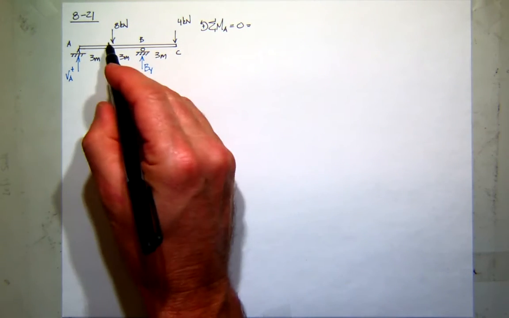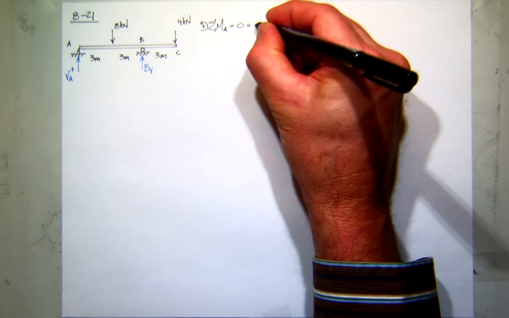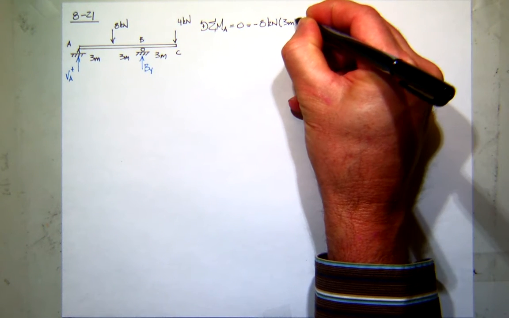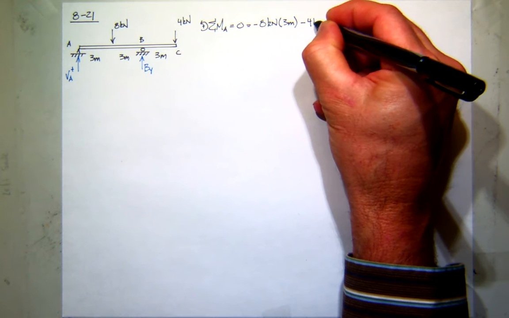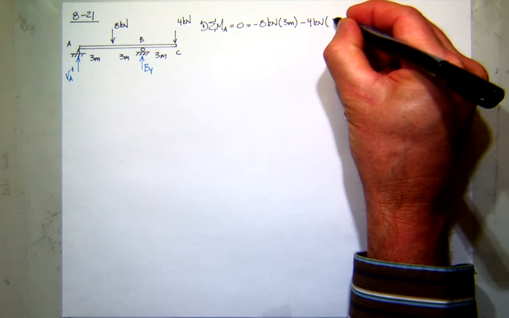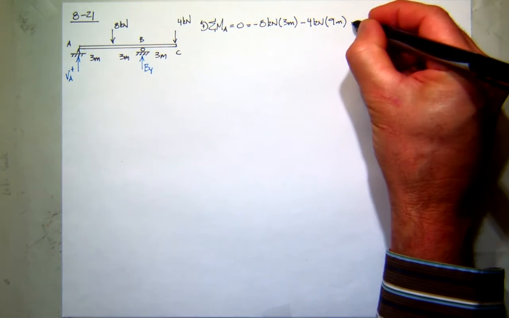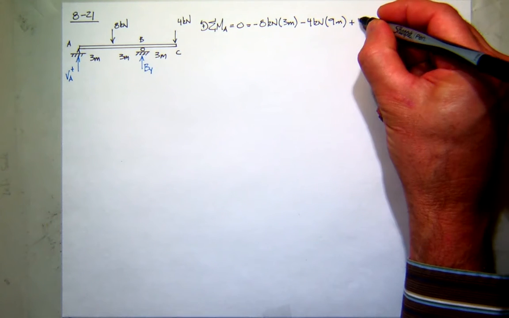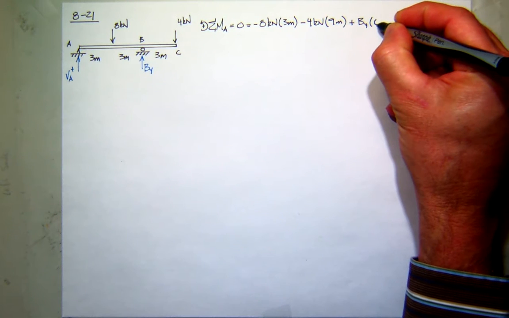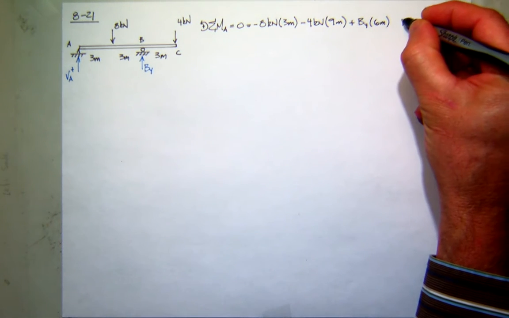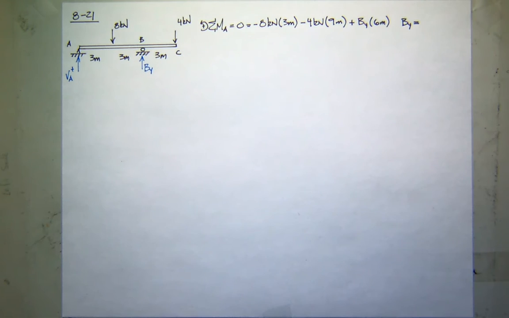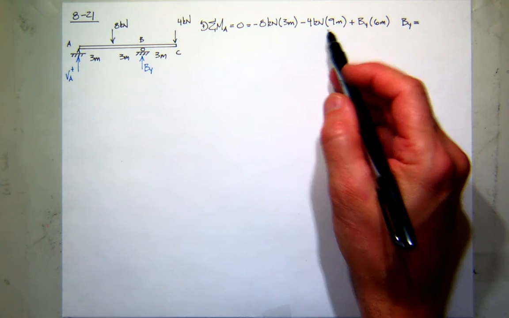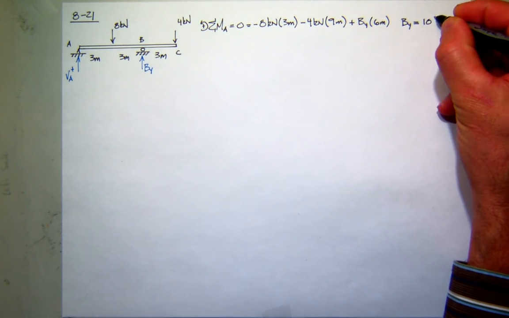When I do that, both my forces are going to create negative moment. So I'll have 8 kilonewtons times 3 meters minus 4 kilonewtons times 9 meters. Then the moment that BY creates about A is positive, and it has a moment arm of 6 meters. So what's BY equal to? 10. 6, yeah, 10. That seems reasonable.